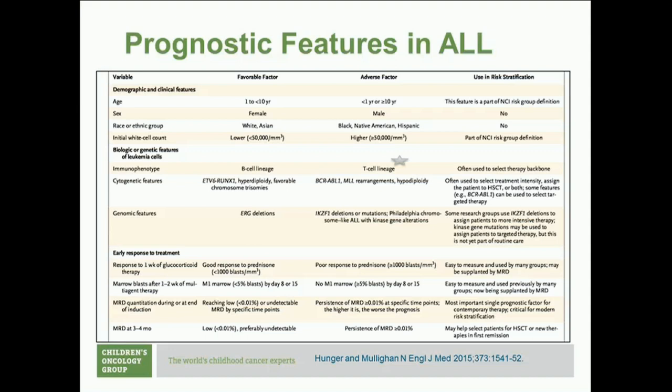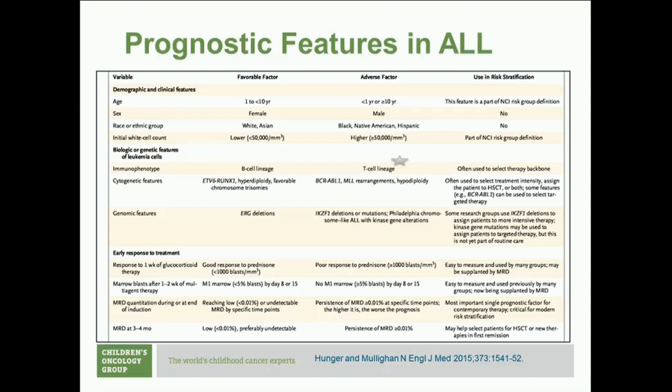The unfavorable ones are the ones that we all learn about, BCR-ABL1 or Ph Philadelphia chromosome abnormalities, MLL rearrangements, and hypodiploidy. And recently, we've discovered a whole range of Ph-like alterations that also confer an unfavorable prognosis. These are used to help select the kind of treatments that we need to be successful for our patients. And the genomic features are ERG deletions, which are favorable, and then Ikaros deletions, which are unfavorable. Philadelphia chromosome-like, as I talked about previously, is ALL with kinase gene alterations.